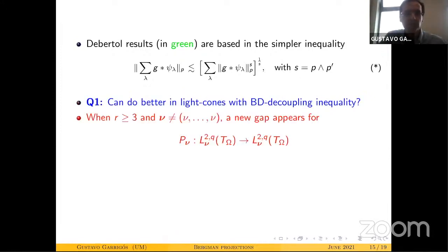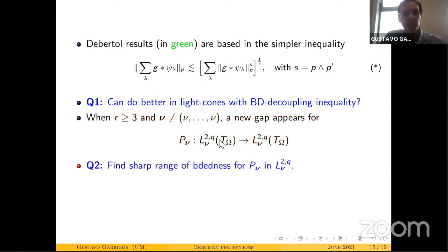Then there is another phenomenon which was also noticed by De Bertol and which is so far unexplored. Remember that for the case of diagonal cones, I said before that the boundedness on L2, when p is equal to 2, is known in the sharp range. But here, if you use a rank bigger than 3 and non-diagonal weights, we don't know the sharp range of this boundedness. There is a necessary condition and a sufficient condition that do not match. So here actually we are even far. When the weight is non-diagonal, we are far in principle from the conjecture region. So these are two phenomena that appear. And then there are two questions. If one can settle any of these two questions, then it would be interesting.